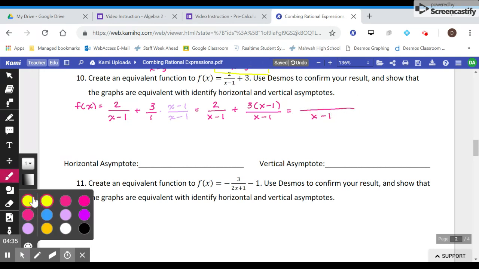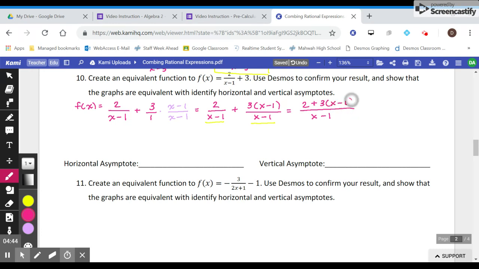So now that my denominators are the same, like you see here, I can combine the numerators. So 2 plus 3 times the quantity x minus 1. And in your last step, all you have to do is distribute this 3 to both terms and get 2 plus 3x minus 3 over x minus 1. And then there's only a 3x, and now 2 minus 3 is negative 1, all over x minus 1.